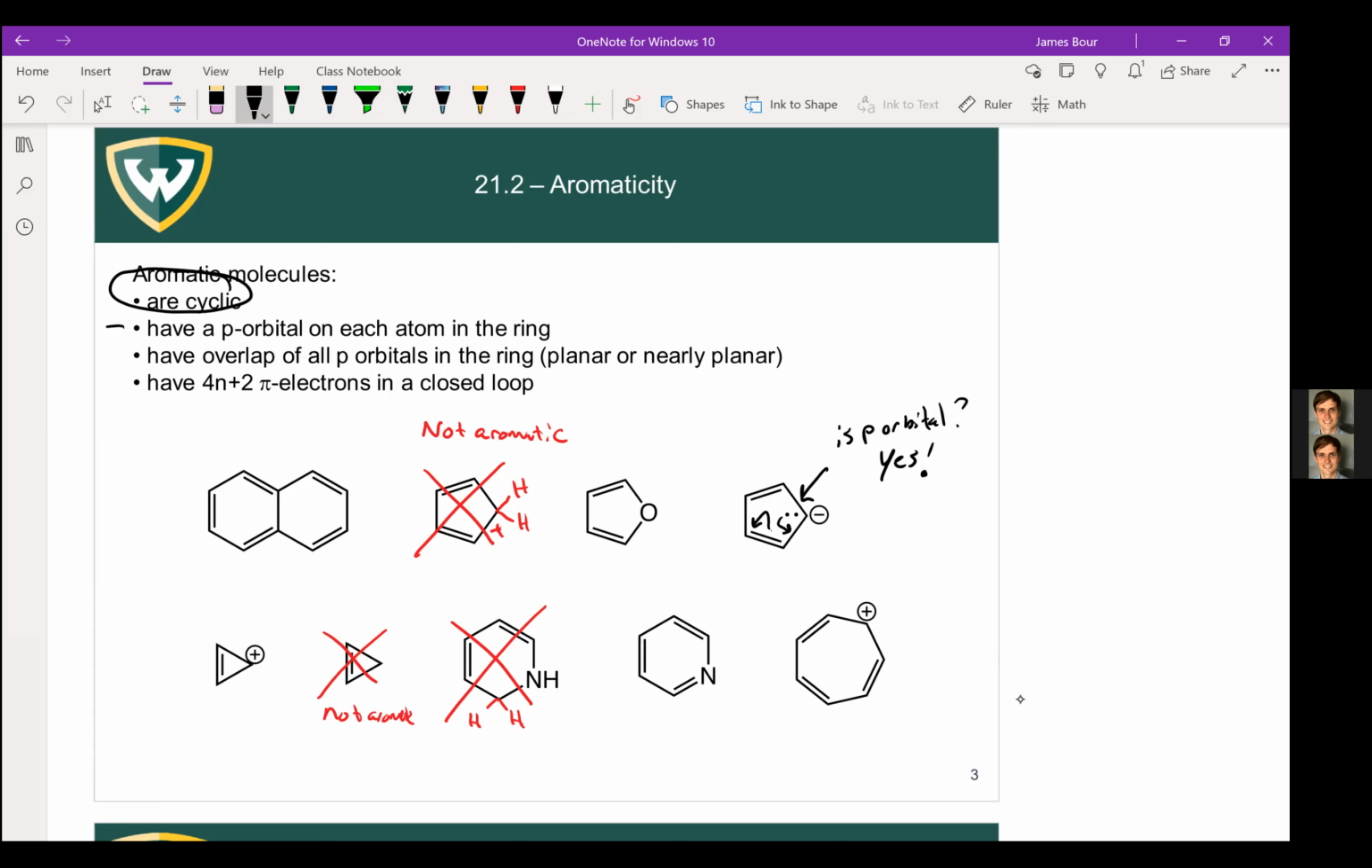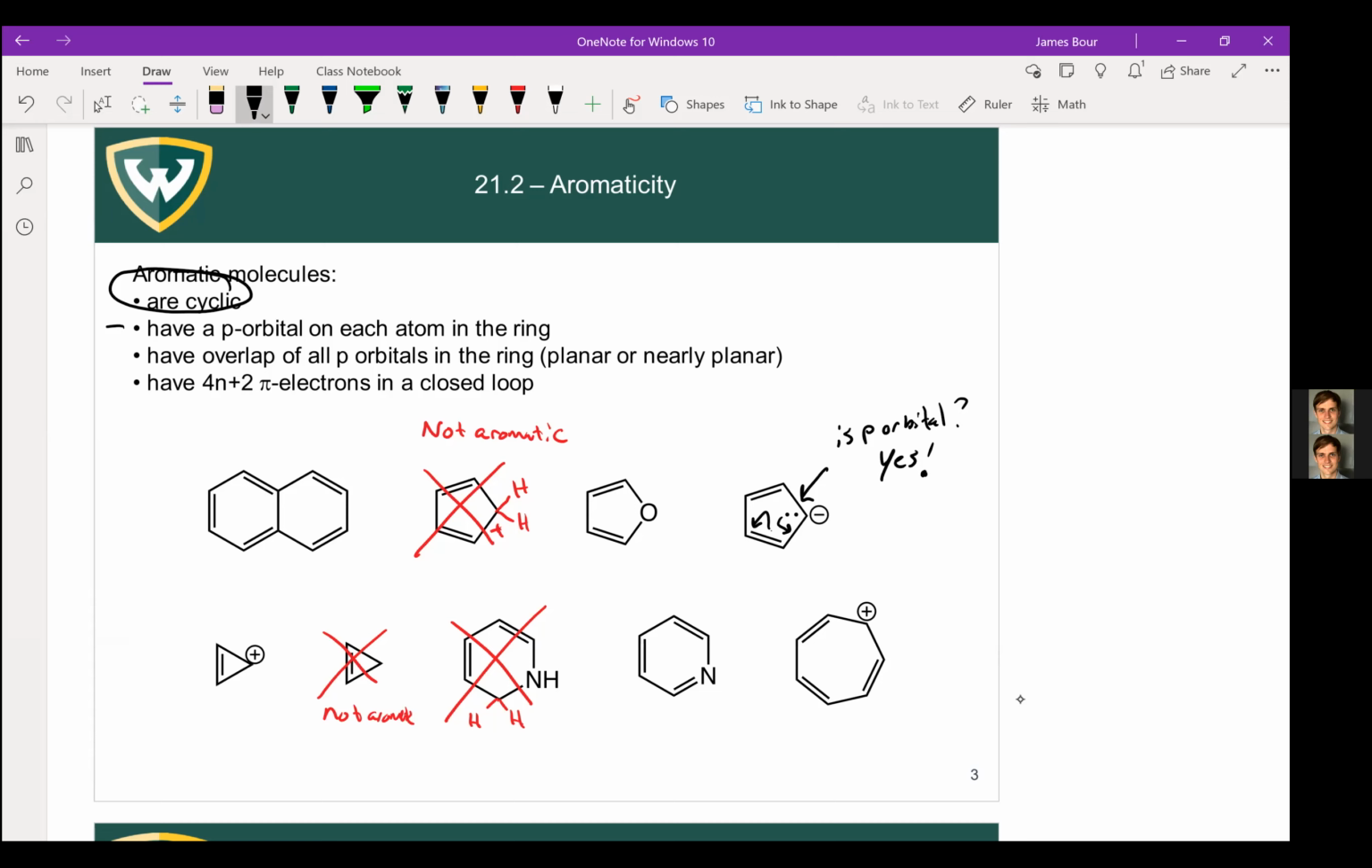So moving on, it must have overlap of all p orbitals in the ring, planar or nearly planar. Non-planar molecules are not aromatic, and non-planar pi systems, I should say. And then finally, it has to have 4n plus 2 pi electrons. We'll talk about what that is, and it must be in a closed loop.